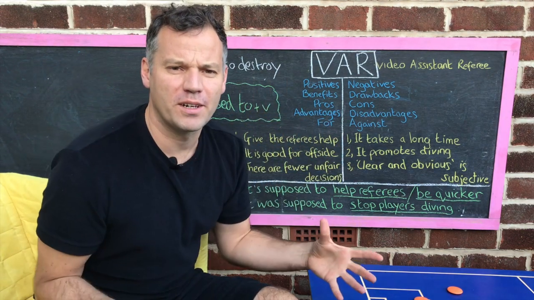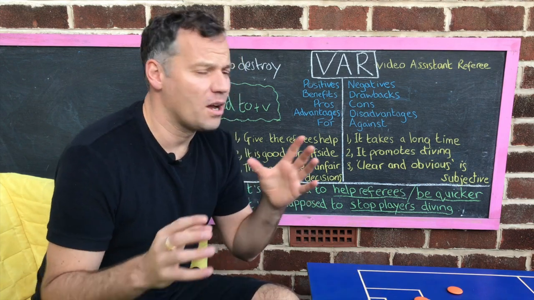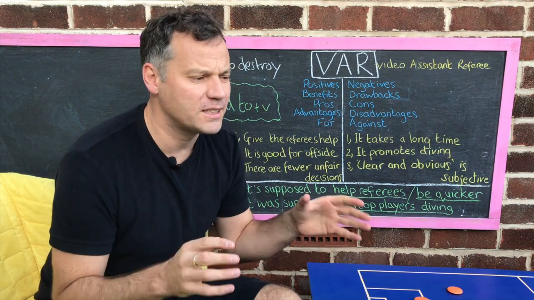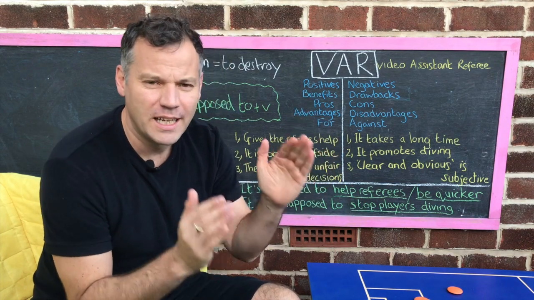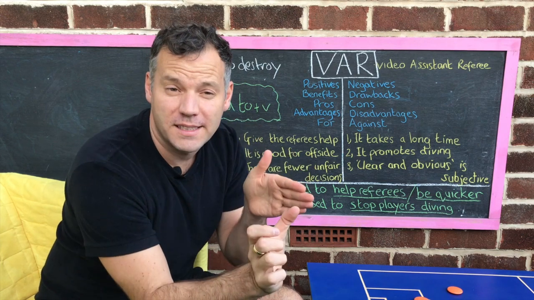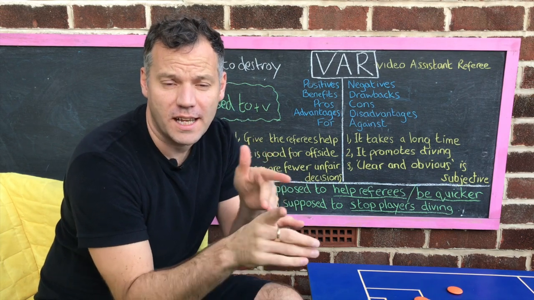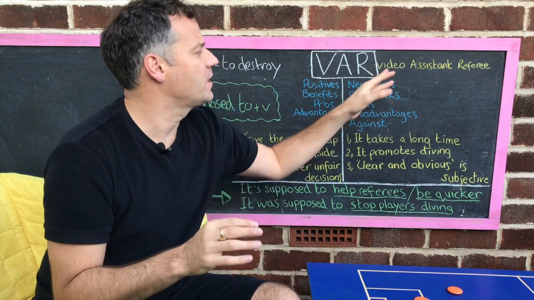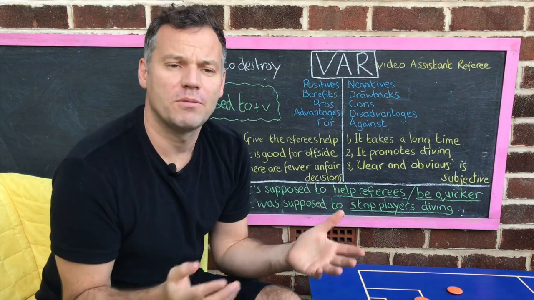Because referees have a difficult job, there are lots of different things happening. They need help sometimes. They don't always have the best angle, the best view to make a decision. So we make a decision. You don't take a decision. That's a common mistake. So they need some help. So the video assistant referee can help the referees.